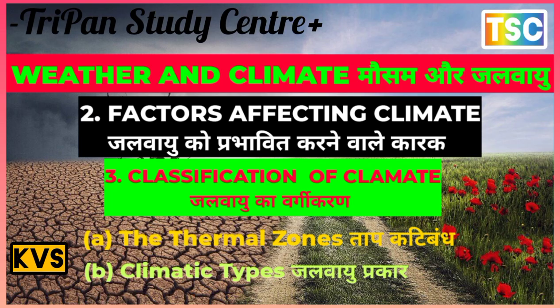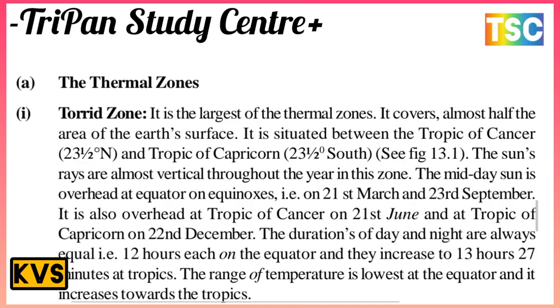The first one is the torrid thermal zone. It is the largest of the thermal zones, covering almost half of the area of the earth's surface. It is situated between the Tropic of Cancer at 23 and a half degrees north and the Tropic of Capricorn at 23 and a half degrees south. The sun's rays fall almost vertically throughout the year in this zone.